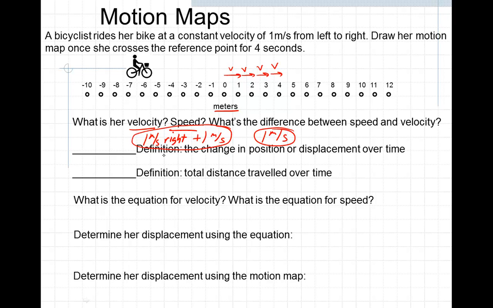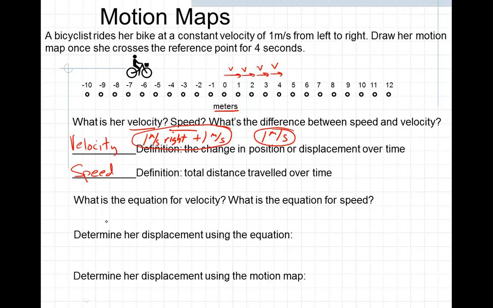So the velocity definition is the change in position or displacement over time, and the speed definition is the total distance traveled over time. Now in class we'll look at a different example of this in which the velocity and speed are significantly different. Here they seem pretty similar.